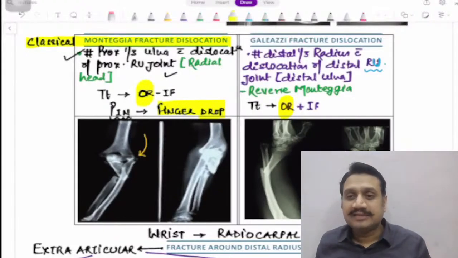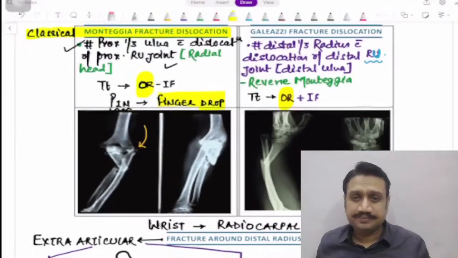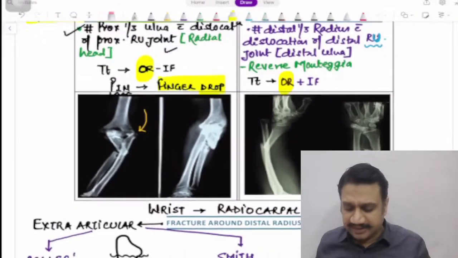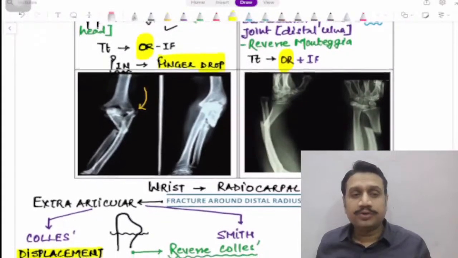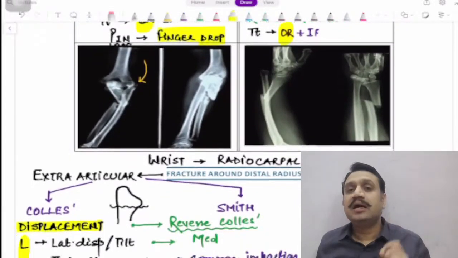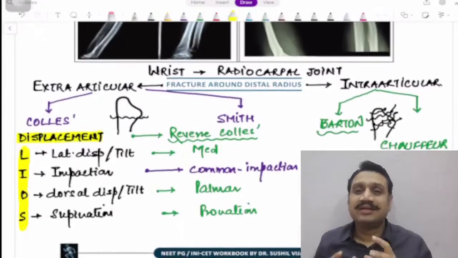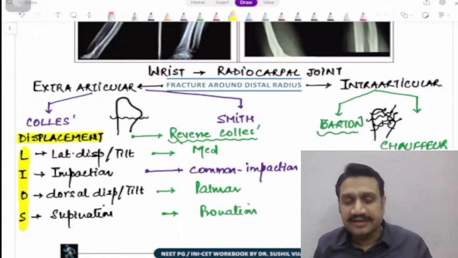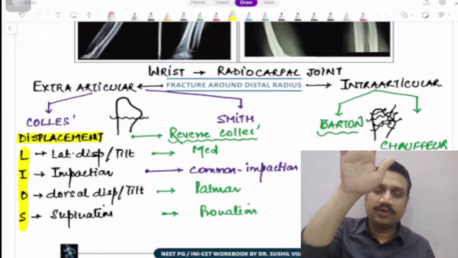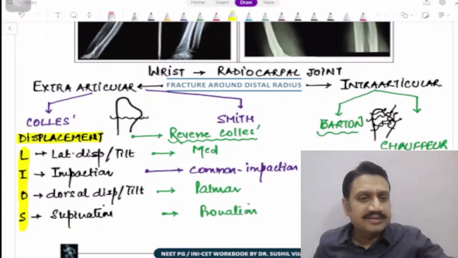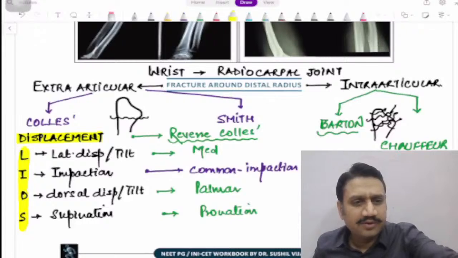After Monteggia and Galeazzi, the two most important injuries, the other one is the injury around the wrist. Now I want you to remember everything about the wrist, how to do the labeling of the bone, how the fractures are defined. So when you say the wrist area, when you wave your hand like that, what exactly are we talking about?